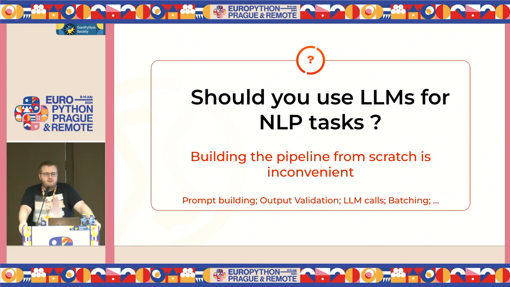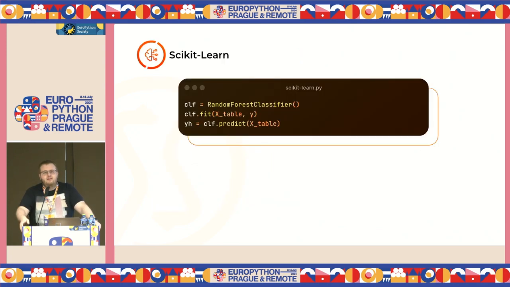However, building the whole NLP pipeline from scratch might be inconvenient since you would have to manually construct the prompts, do LLM calls, validate the output, etc. There are some libraries that provide certain levels of abstraction. However, those are usually a bit too general and not necessarily beginner friendly. At the same time, there is an interface probably every single data scientist is familiar with, which is the scikit-learn interface. So it would be really nice if we had something similar, but for NLP.